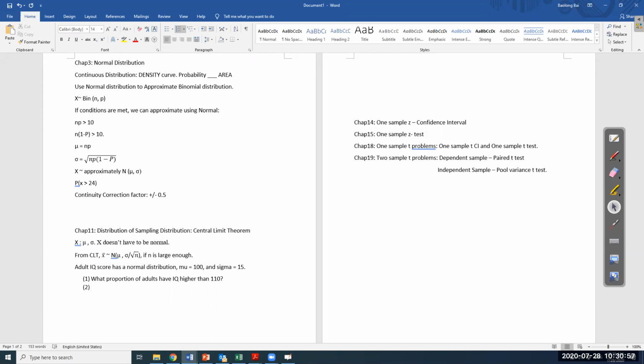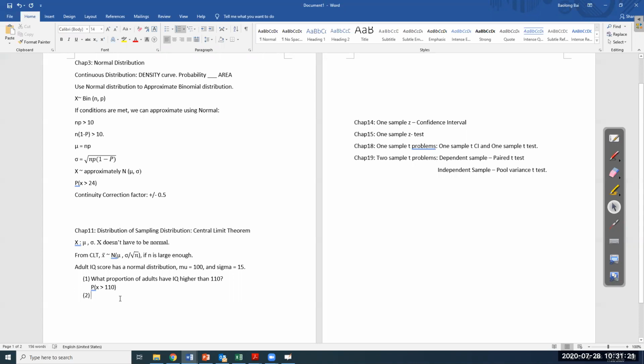They're asking for individual adults. So basically, if you randomly choose one adult, how likely is that adult's IQ score to be over 110, right? So you're looking for probability of X is greater than 110, right? So you standardize with mu and sigma, you find from Z table, and that's it.